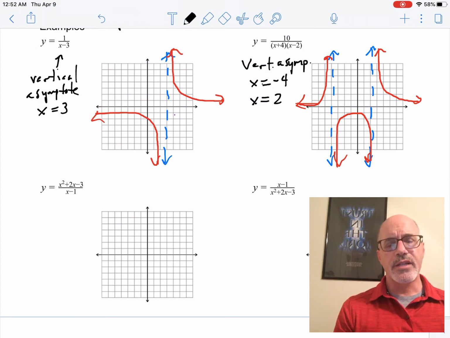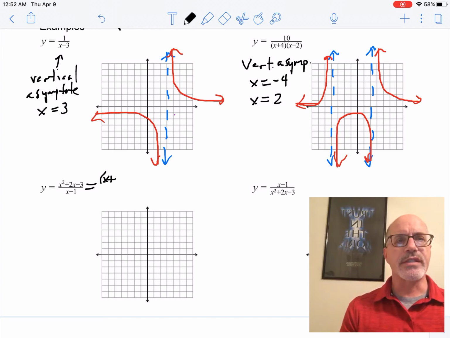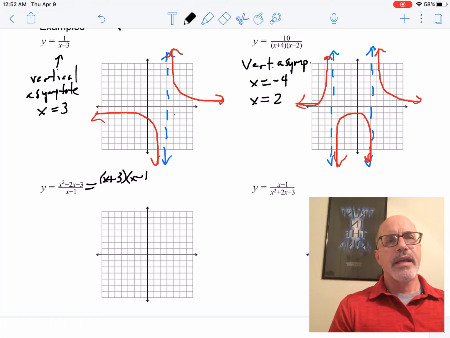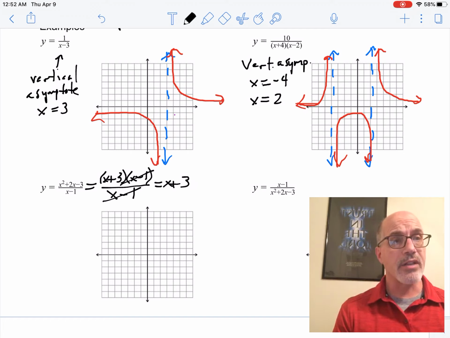All right, let's look at the next one. This one requires a little bit of factoring because it's not factored yet. So let's go ahead and factor the numerator. The factoring of the numerator gives us x plus 3 and x minus 1. And on the denominator, we already have an x minus 1, so we can cancel out those x minus 1 factors. That leaves us with just x plus 3, which we know looks like a linear equation.